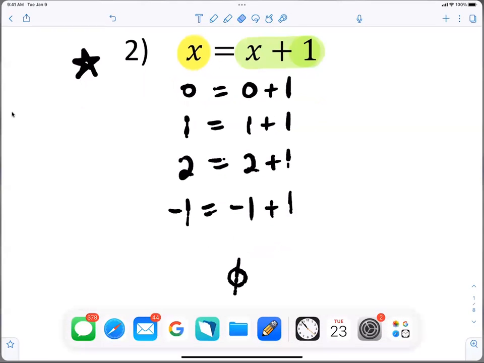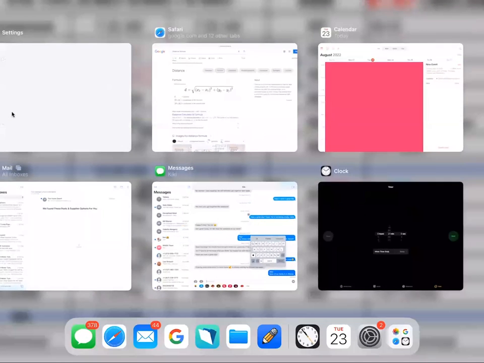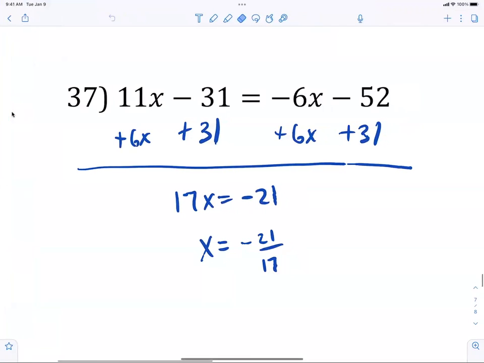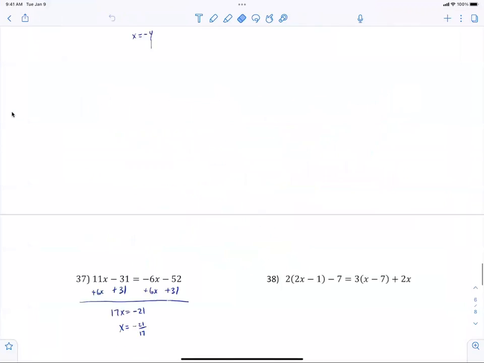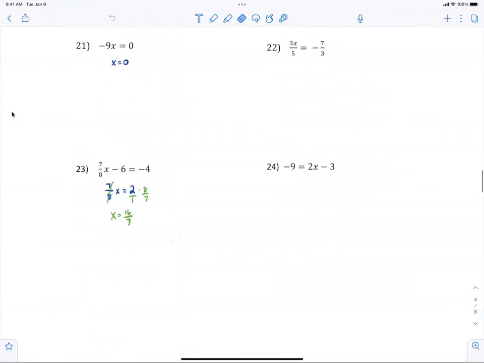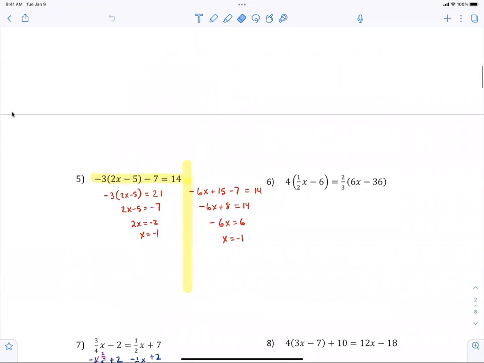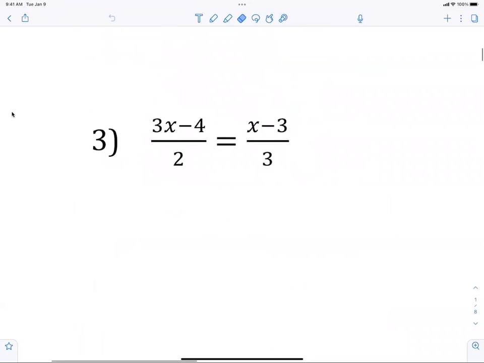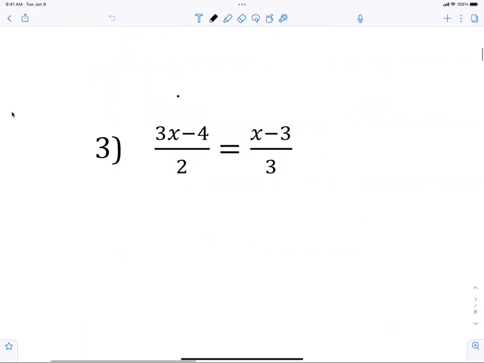All right, my pen's starting to act up, so I'm going to close out of that for just a quick second. All right, hopefully it'll work now. Okay. So let's go back and let's take a look now at question number three. Right above number three, I want everybody to write, this is called a proportion. How do I solve proportions?